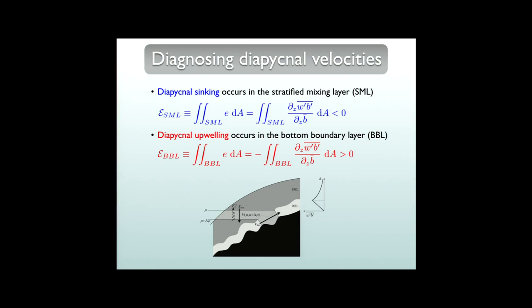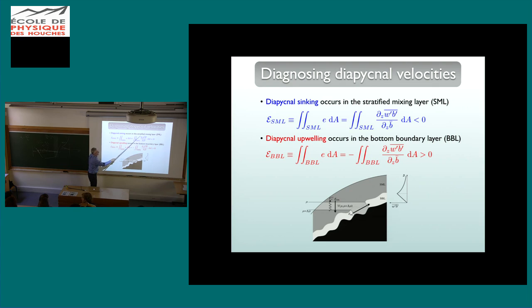Now you remember this formula. If I know W prime, B prime, and I can take its derivative, which are given mostly by my function f of z, which is a function of height above the bottom, then I should be able to compute how much upwelling there is, downwelling there is in the interior, how much upwelling there is in the boundary layer, regardless of everything else.